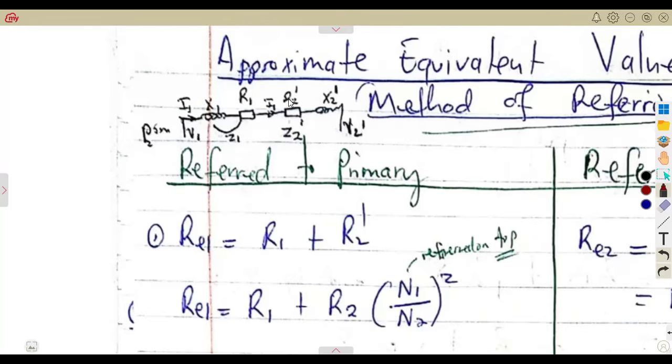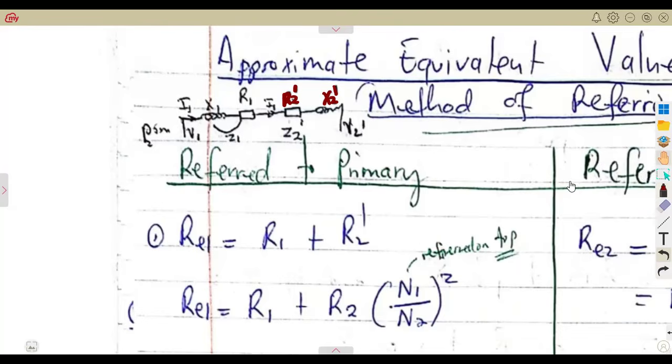We are going to have this resistance R1. Then on the other side, we are going to have R2 bar like this, and this will be X2 bar like that. Meaning to say these are referred to the primary side. We are talking of R2 that we had on the secondary referred to the primary side, and the reactance.